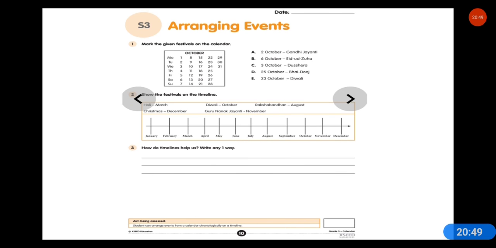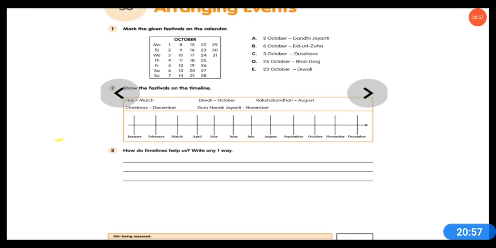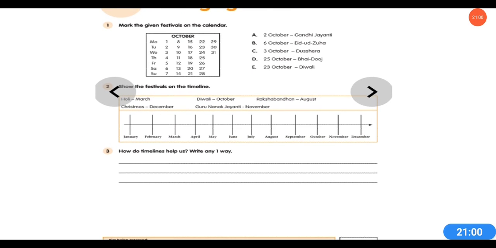This is the workbook, volume 2, S3, block 9, arranging events. So what you have to do is mark the given festivals on the calendar. 2nd October, Gandhi Jayanti, 6th October, Eid-ul-Juha, 3rd October, the Sehra, 25th October, Bhai Dooj, 23rd October, Diwali. All these events you have to show on the calendar of October here. Okay, and show the festivals on the timeline. Here it's a timeline. You have to show these festivals on a timeline.